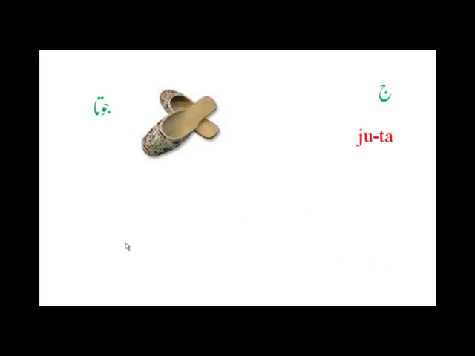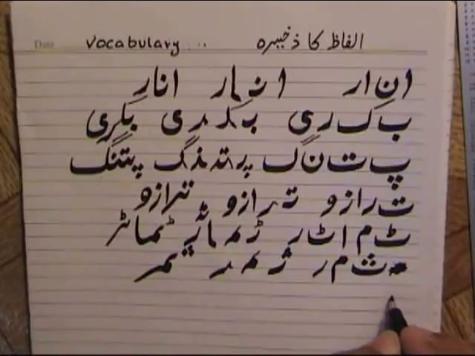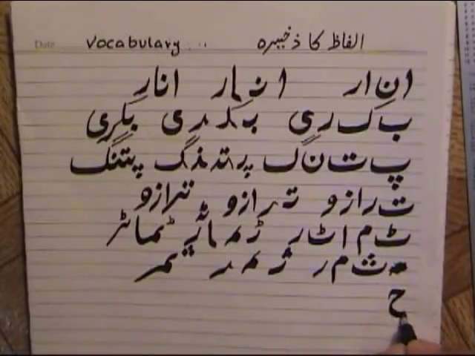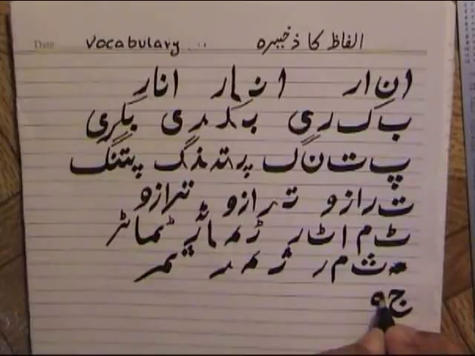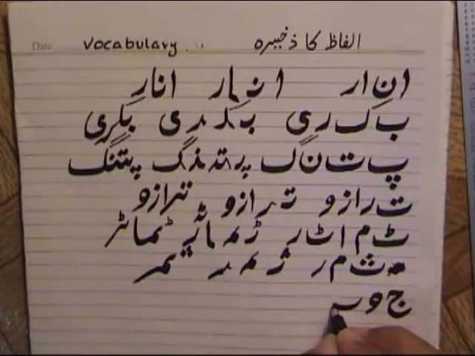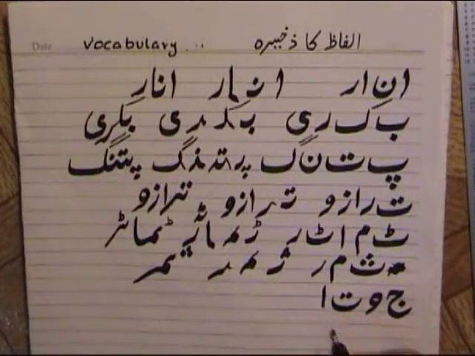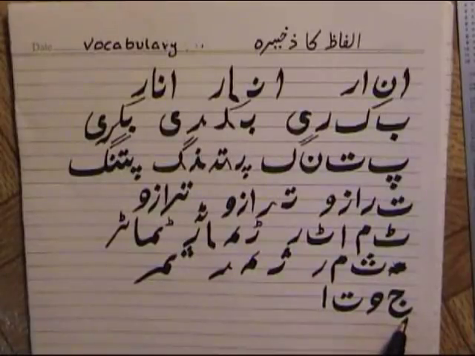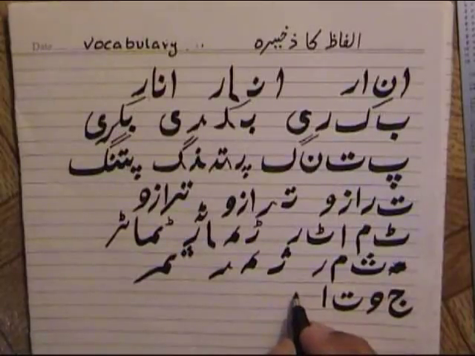Jim Juta. Slippers or shoes. Jim sound. Vowel sound. Ju, then te. Juta. So Jim is connector. Vowel is non-connector. Te is connector. Alif is non-connector.